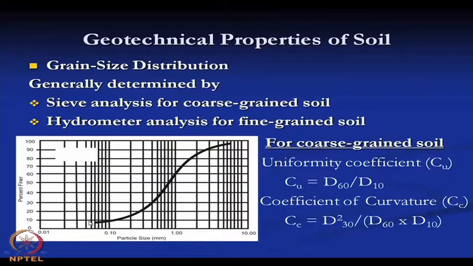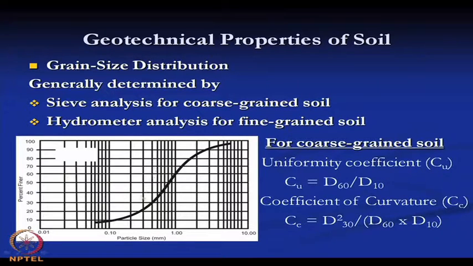So, from this graph we can determine the two coefficients for coarse grain soil. One is the uniformity coefficient Cu, another is the coefficient of curvature Cc. Cu is basically D60 by D10, whereas D60 denotes the particle size corresponding to 60% percent fineness, and similarly D10 is the particle size corresponding to 10% fineness.